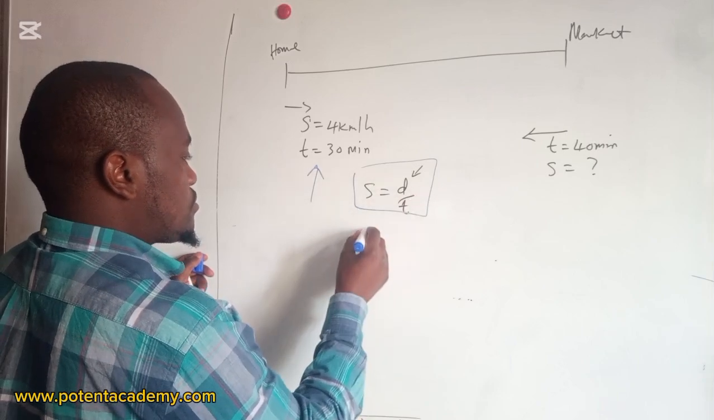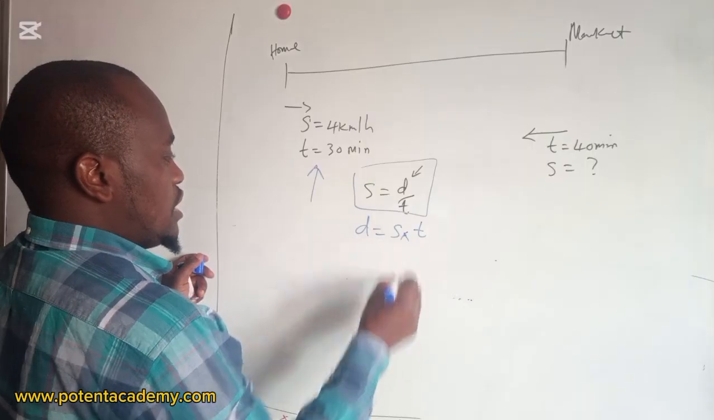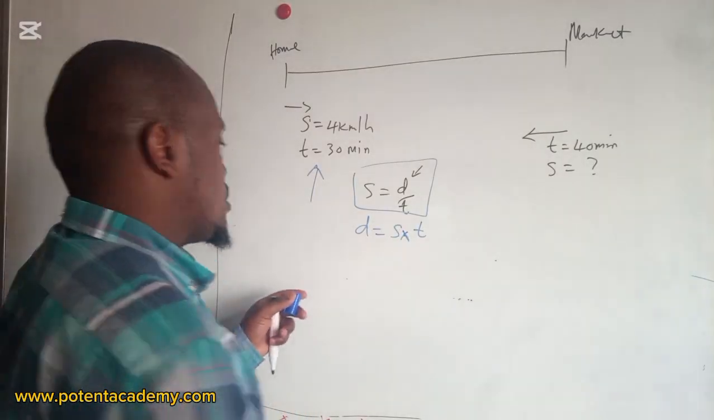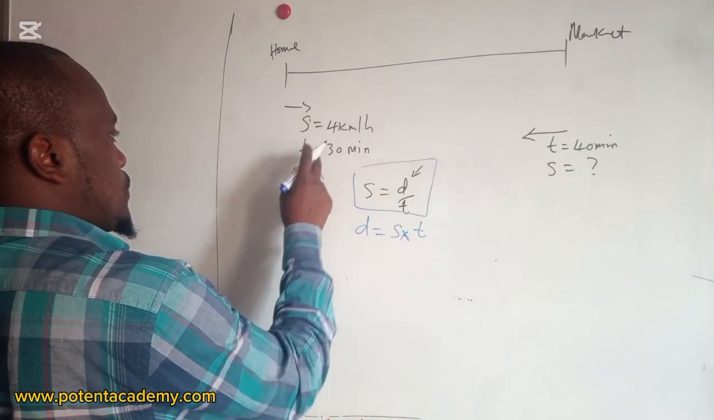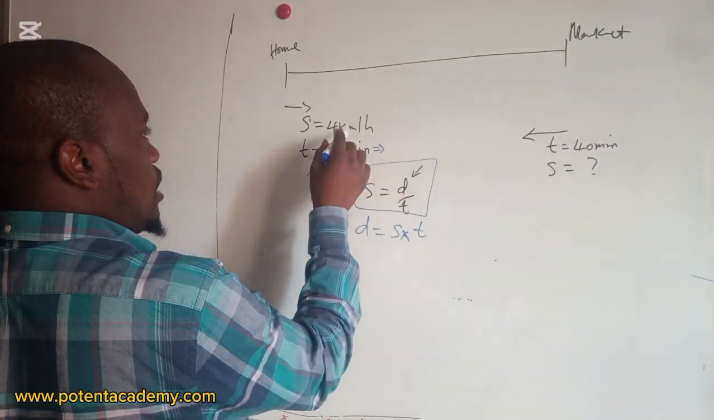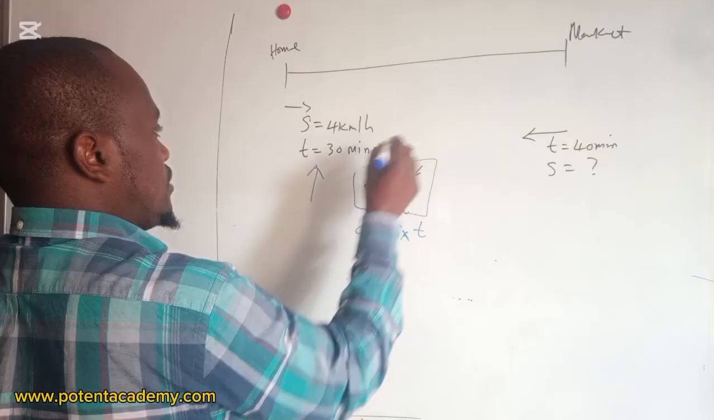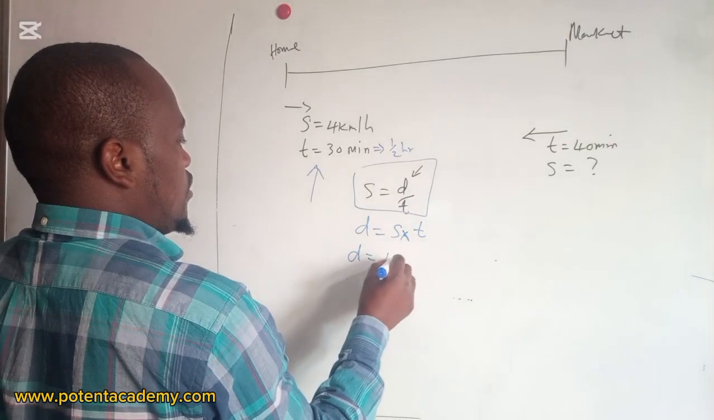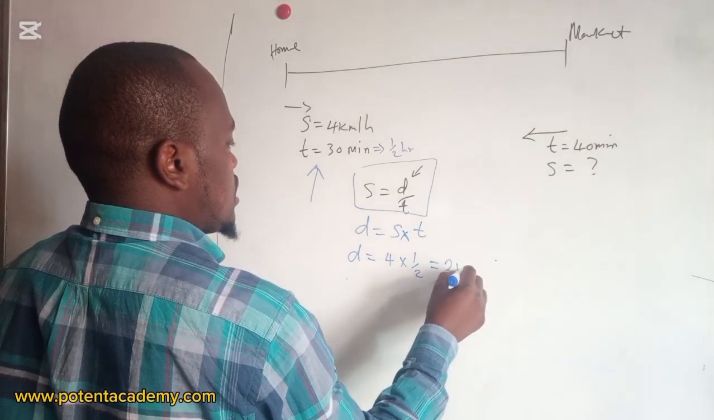So d is given as speed times time. When I put a decimal, sometimes it means multiplication, especially when there are unknowns here. 6 times t. Now, you need to convert this into hours because you are working with kilometers per hour. So this is a half hour. So distance is equal to speed, 4, times a half. The answer is 2 kilometers.